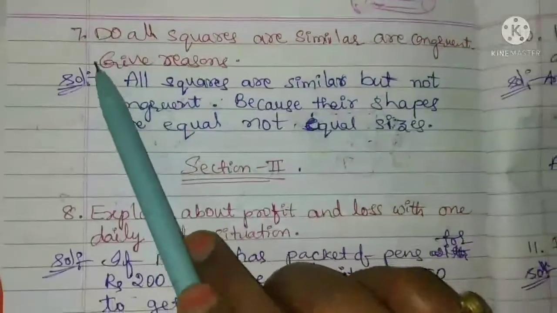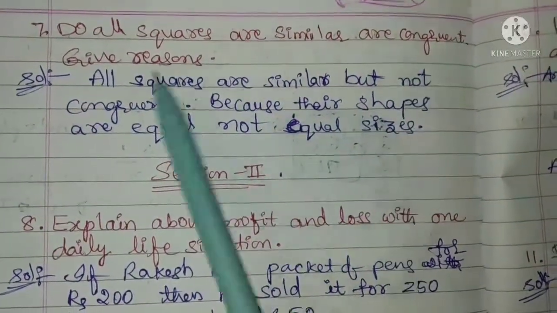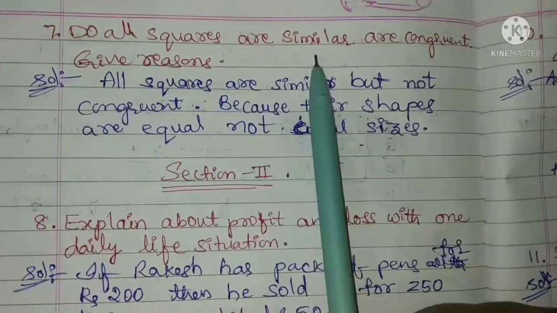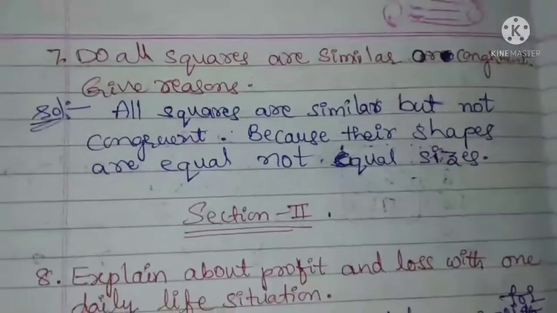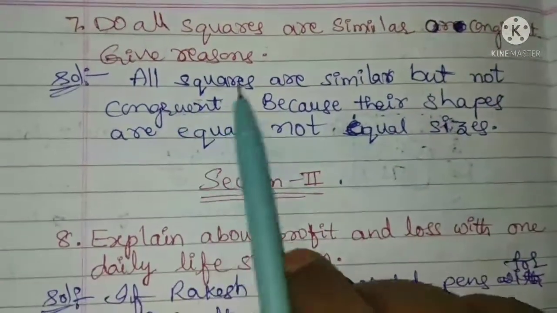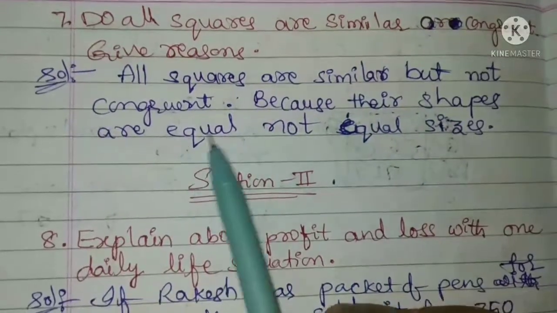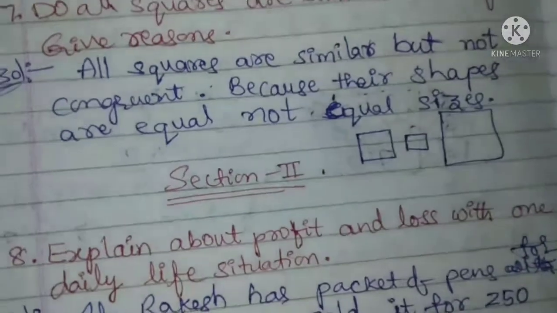Next, seventh question. Are all squares similar or congruent? Give reason. All squares are similar but not congruent because their shapes are equal, not their sizes.